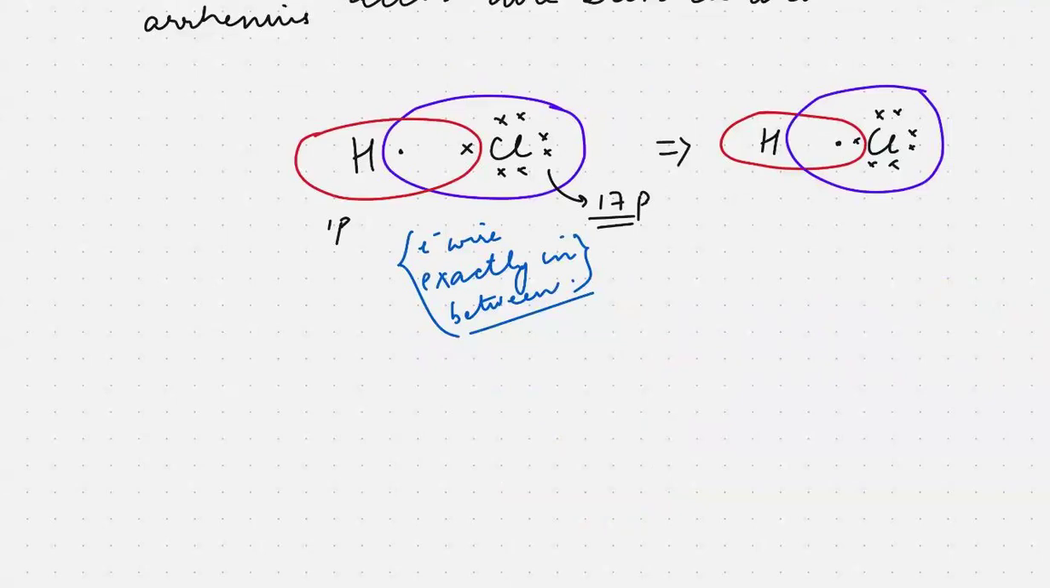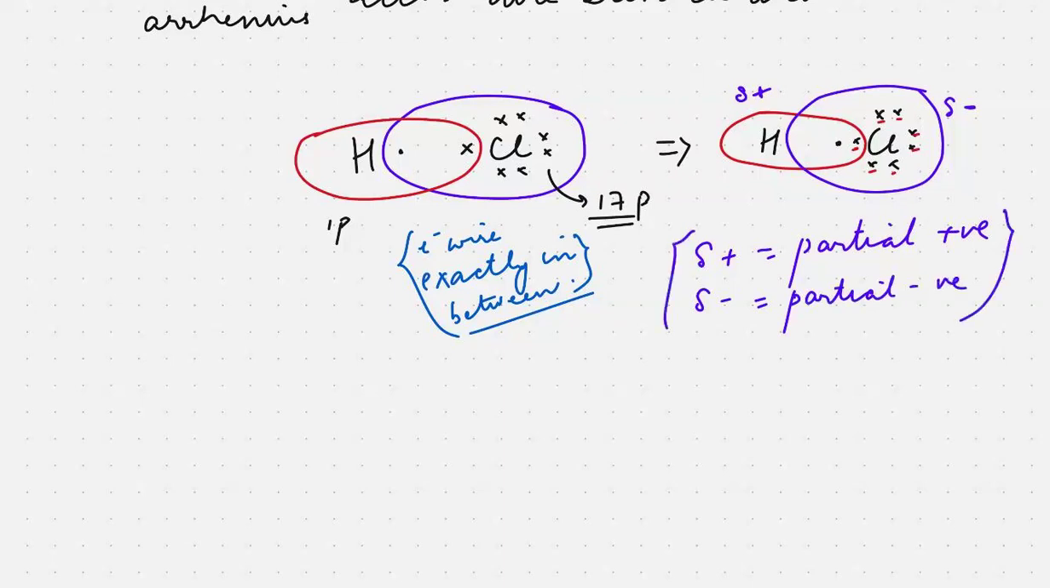So you understand that these seven electrons are of chlorine itself, but an extra electron of hydrogen has come to the side of chlorine. So chlorine acquires a partial negative charge and hydrogen acquires a partial positive charge. Delta plus is called partial positive and delta negative is called partial negative.